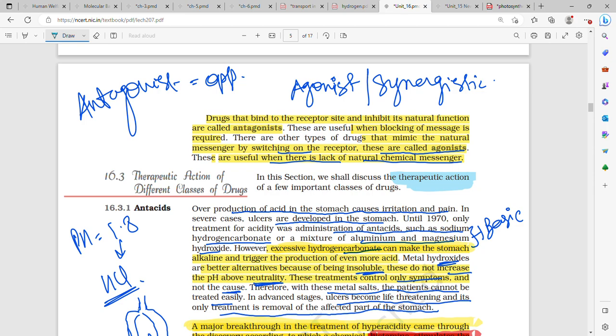But there are other types of drugs which mimic the natural messenger by switching on the receptor, that is, when that chemical messenger binds to the receptor, the receptor turns on and the function is carried out. Those are called agonists. These are useful when there is a lack of natural chemical messenger.